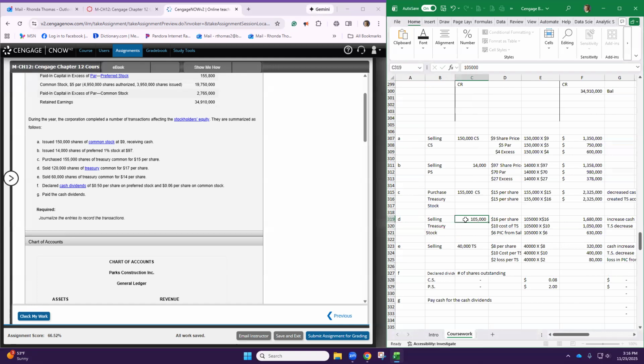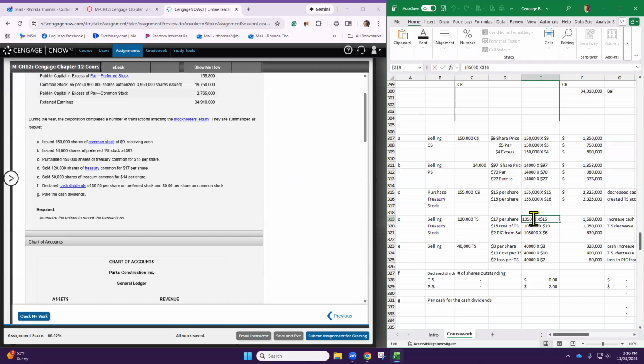Okay, so we bought 100, nope, now we're selling. Yep, we're selling 120,000 shares of the treasury stock. Okay, and we're selling it for $17 a share. We paid $15. So we're going to have some extra from the sale of treasury stock.